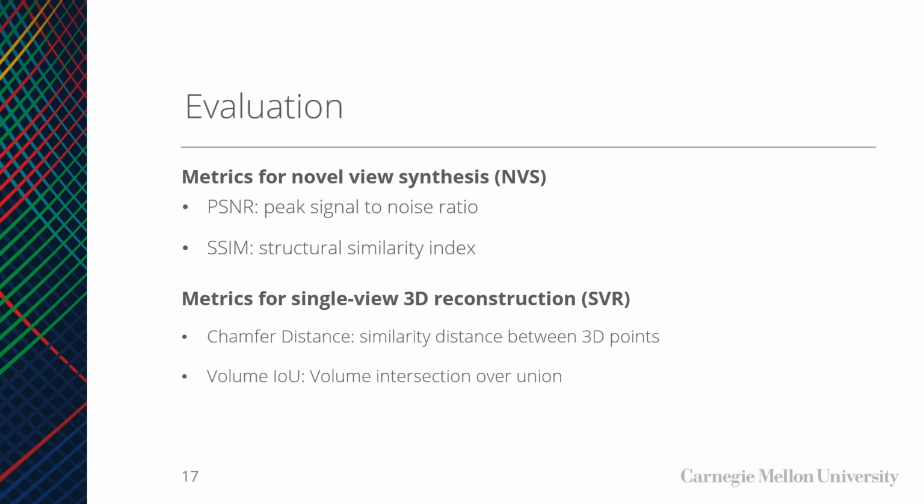Our evaluation metrics are based on two approaches. One is metrics for novel view synthesis, basically PSNR, similarity metrics, and signal-to-noise ratio between the generated target images and the prediction. And we have metrics for single-view 3D reconstruction, which are Chamfer distance and volume IoU, basically checking the similarity between the 3D reconstructed objects.